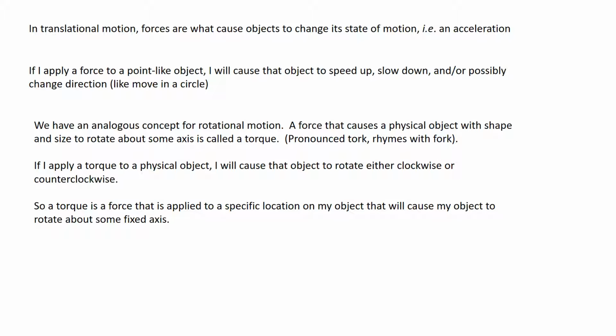We have an analogous concept for rotational motion. A force that causes a physical object with shape and size to rotate about some axis is called a torque. It's pronounced torque. It rhymes with fork. If I apply a torque to a physical object, I will cause that object to rotate in either a clockwise or counterclockwise sense about the axis we're talking about. So a torque is going to be a force that's applied to a specific location on my object that will cause my object to rotate about some fixed axis.